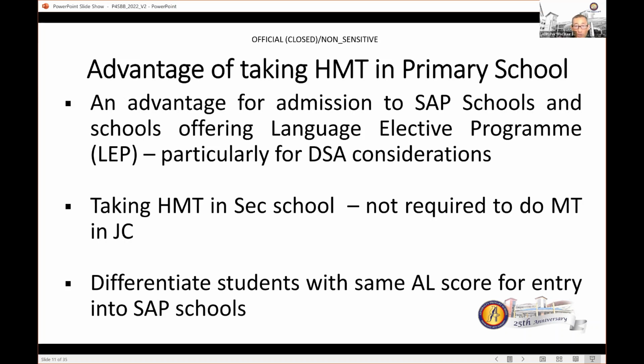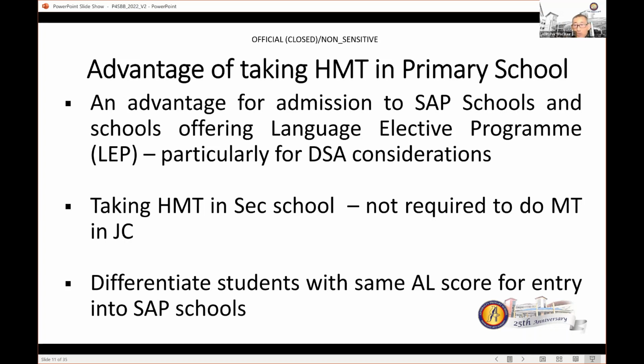Now, if our children are doing well enough in higher mother tongue in primary school, then they can probably continue taking higher mother tongue in secondary school. The advantage of that is that if our children take higher mother tongue in secondary school, then the child can officially drop the mother tongue subject at the JC level. So that's another incentive for our children to keep up their learning of the mother tongue by pursuing higher mother tongue, because if they are able to do that throughout primary and secondary school, then when it comes to JC level, they can drop the mother tongue language totally. And that would free them up in terms of time to study the other subjects.